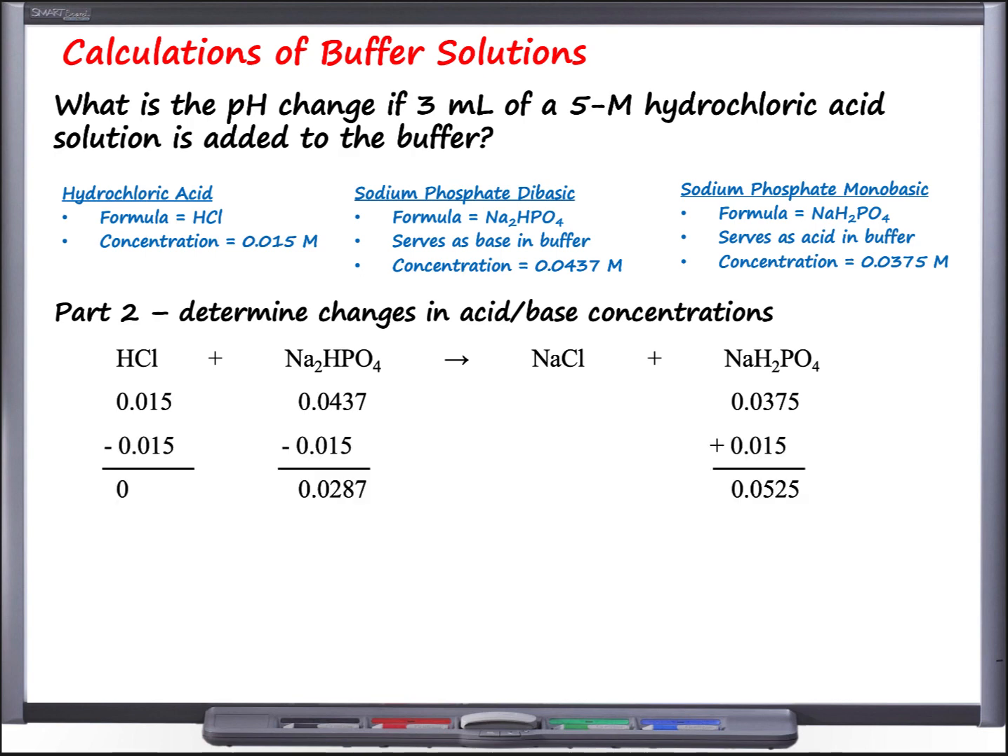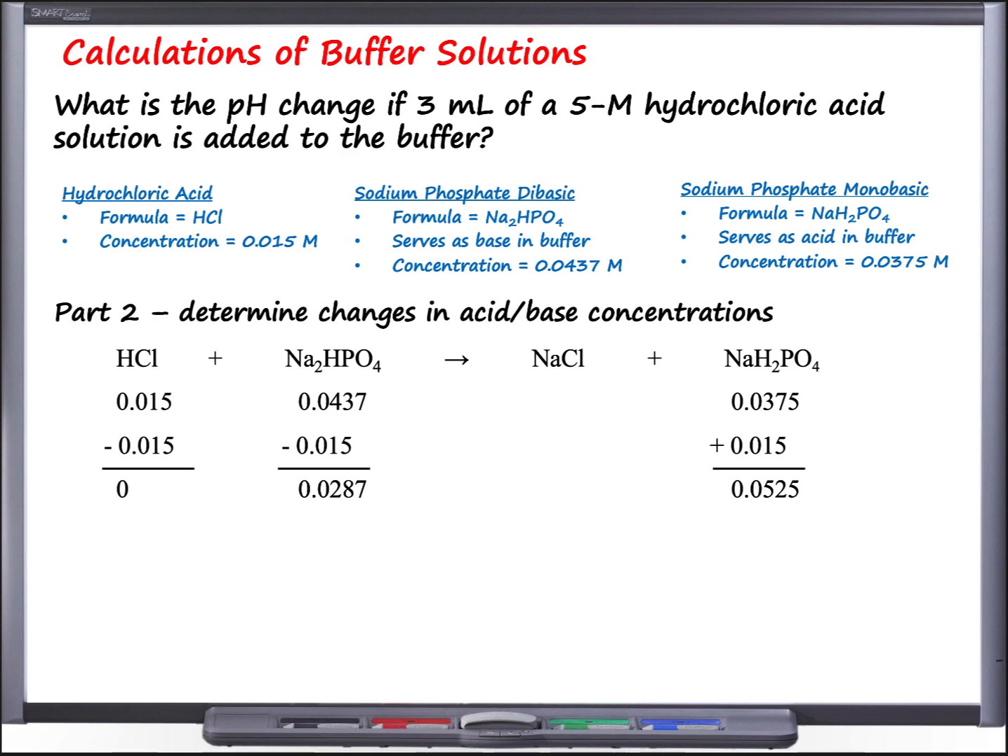What happens with this reaction is all of the hydrochloric acid will react with the dibasic sodium phosphate and use it up. So every one molecule of hydrochloric acid will react with and take away essentially one dibasic sodium phosphate. So we need to subtract the concentration of the hydrochloric acid from the dibasic sodium phosphate, since every molecule will use up one of the other. So our starting 0.0437 will be reduced to 0.0287 molar for the dibasic sodium phosphate.